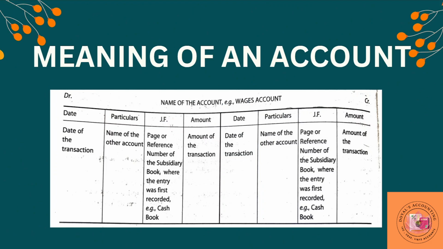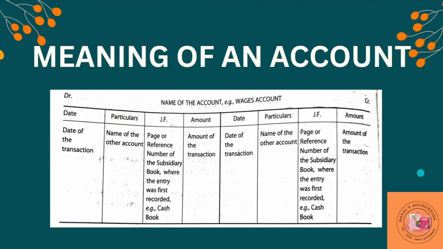Before we understand how to write a journal entry, we must know what an account is. Like in the previous lectures, I explained, an account is nothing but a summarized record of all transactions relating to one particular head. For example, all transactions related to salaries will be recorded in one place, that is the salary account. Similarly, all transactions that have taken place in cash will be recorded in one particular place, which will be called the cash account.